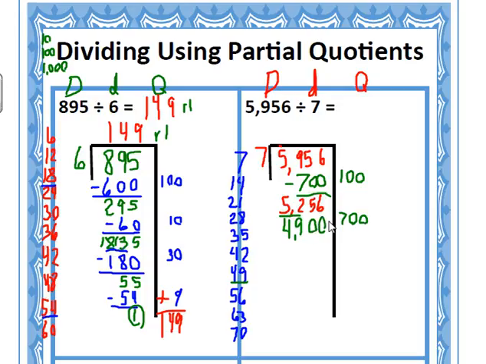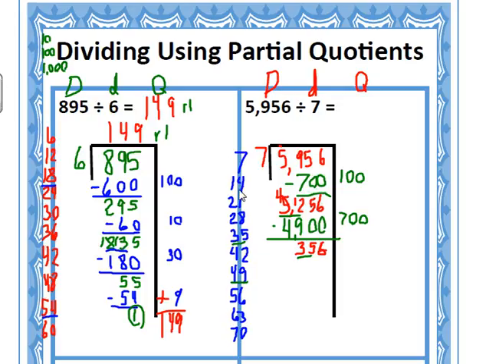We have 4,900. So now what we're going to do is subtract to get a difference of 356. So we have 356 of our original dividend left. So now we're going to look at this. Again, it would take a lot of 10s, so I'm going to look at these first two. Oh, and that is a multiple of 7. 35 is a multiple of 7. So how can I get to that?